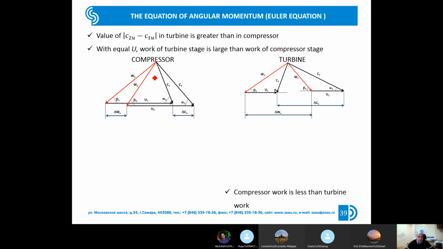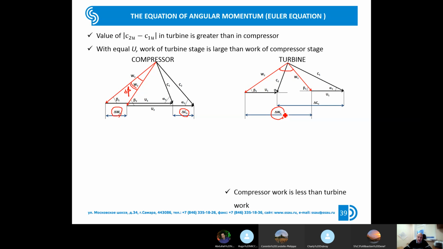Let's return back to delta W. Because we have a limitation of the delta beta angle, the value of delta W and the value of delta Cu will not be so big in the compressor stage. And the value of delta beta finally limits the specific work which you could realize in the compressor stage. In the turbine, the flow deflection angle, flow deviation, flow turning angle could be bigger, and that's why the value of delta W will be higher.